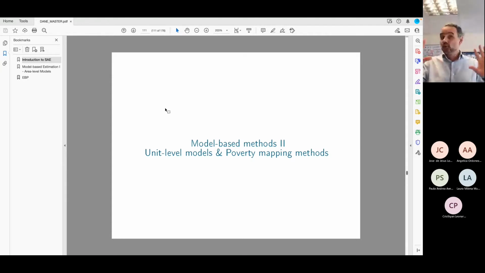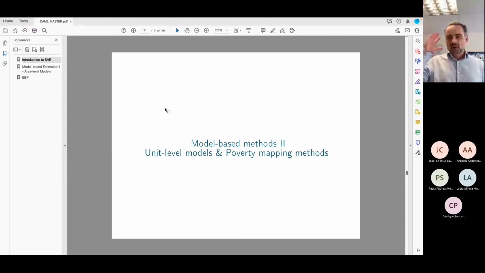And I know that's not quite what you want to do. But by doing this, that will lay the foundations for moving on to what we call poverty mapping methods, where there are methods that you can use to estimate poverty-related indicators, for example.